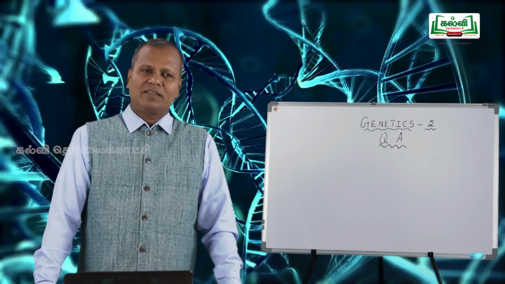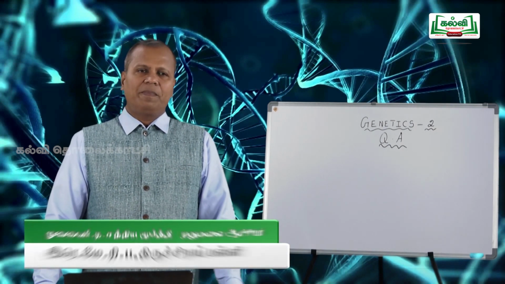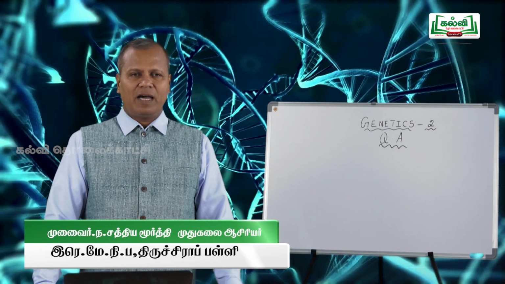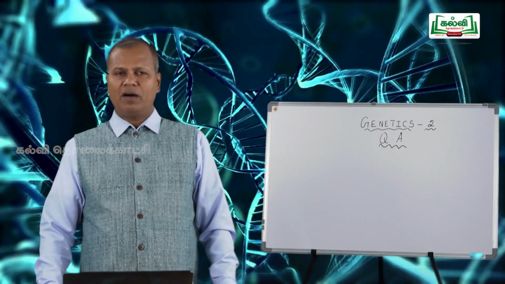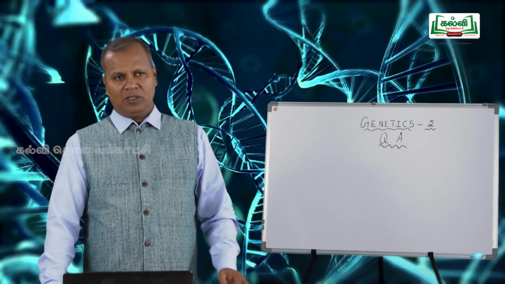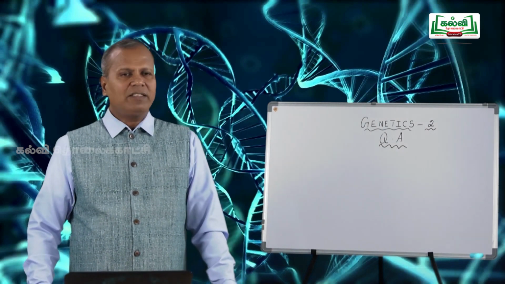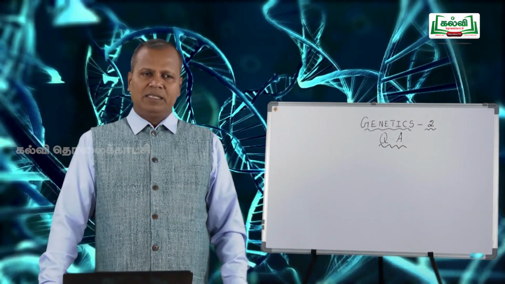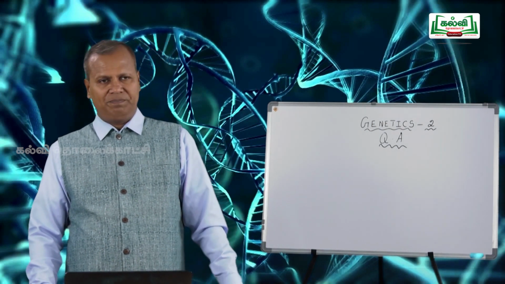In genetics, the remaining parts are ploidy, polyploidy, autopolyploidy, allopolyploidy, mutation, replication of DNA, and the genetic code. These topics are important in advanced genetics. In this class, I would like to discuss some of the important questions for your NEET examination.